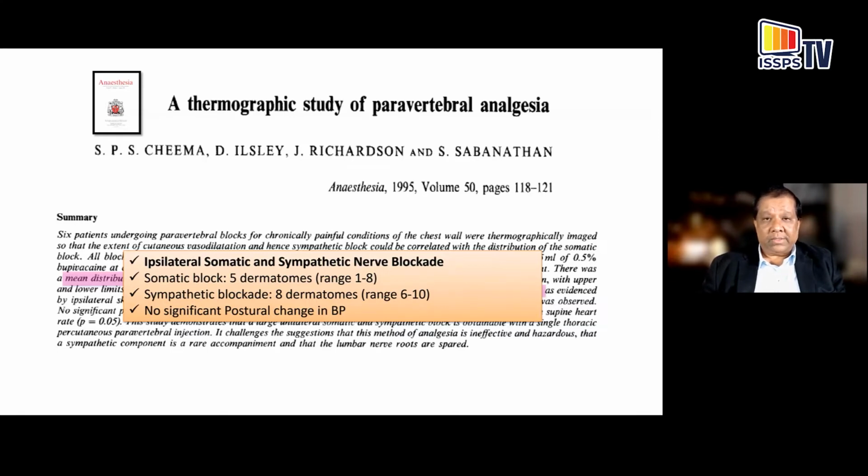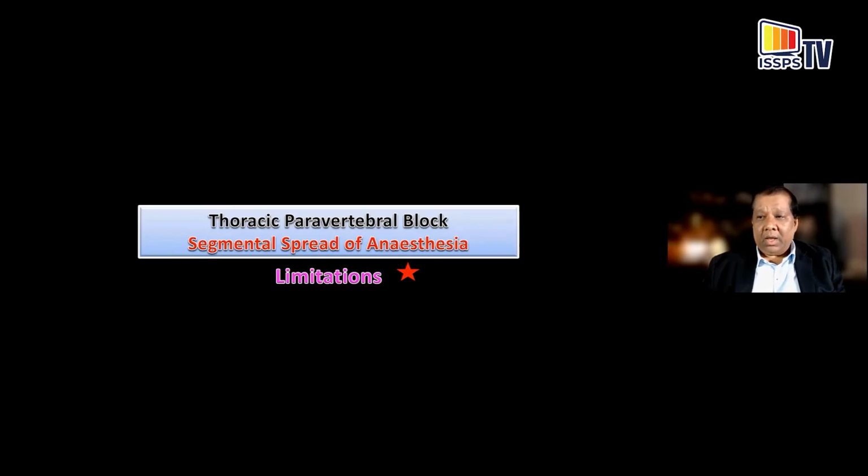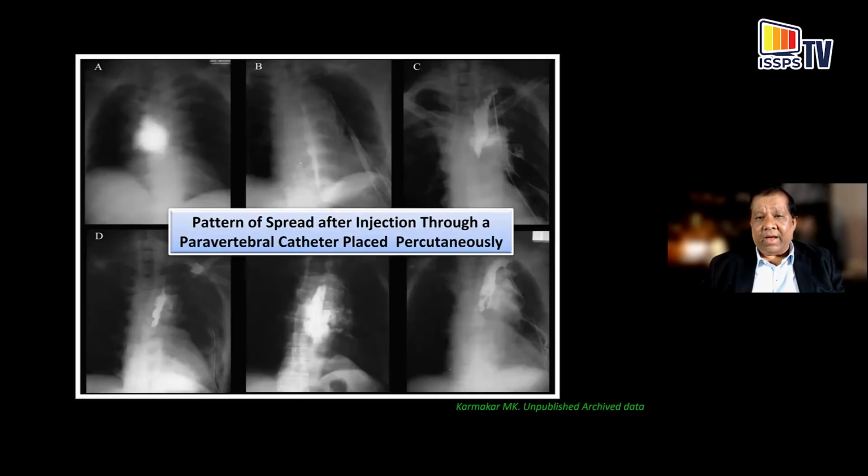Sympathetic blockade was identified using thermographic images, and it is usually greater than the somatic block in the same individual. And this usually doesn't produce postural changes in BP or hypotension. Now, when you look at this, there are obvious limitations with a single injection technique.